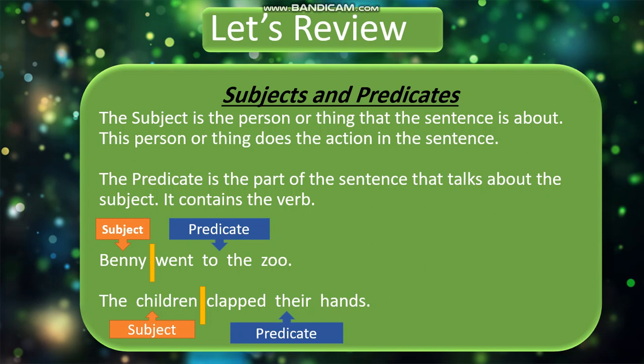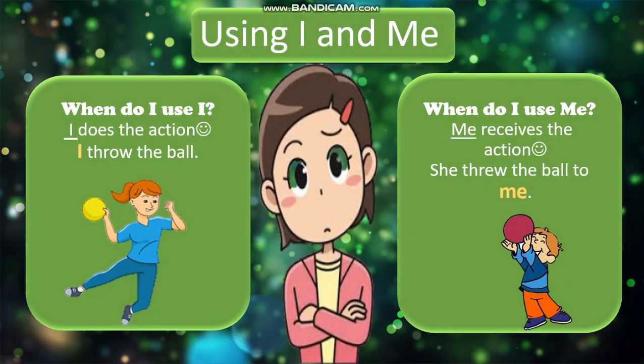Now this is going to help us understand the next part of our review. We are going to move on to using I and me. Whatever you learned about subject and predicate is going to come in real handy here. Look at the first example. When do I use I? I does the action. Like I throw the ball. Look at the image. You see the girl? She's going to throw the ball. She is the one doing the action.